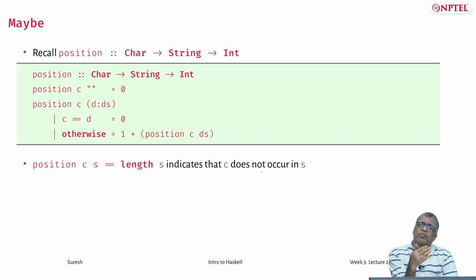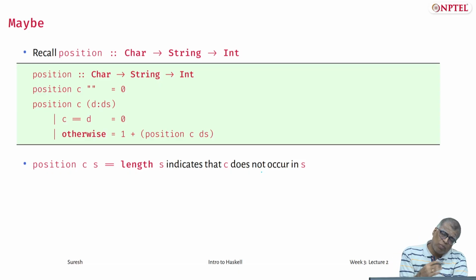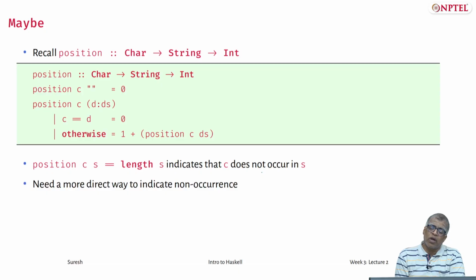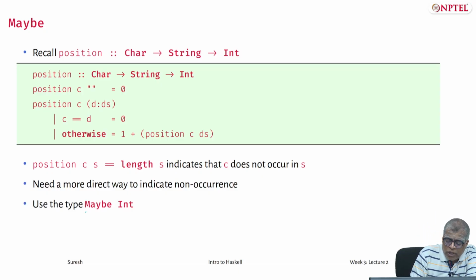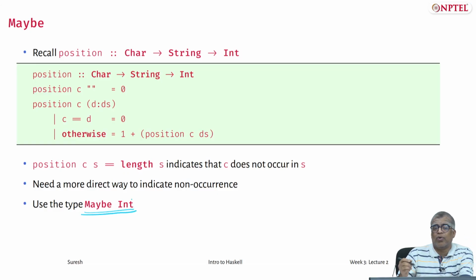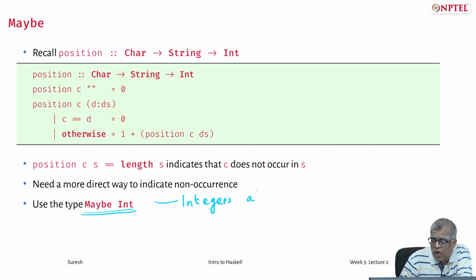So typically you will have some exceptional cases like this in code, quite often when you write code, and it is not advisable to return some normal values in those cases, and then force the caller of the function to make some checks like position C equals length S, etc. You need a more direct way to indicate non-occurrence, and that is done by using the maybe int type. Okay, so maybe int is really, if you want to think about it, integers along with a null value.